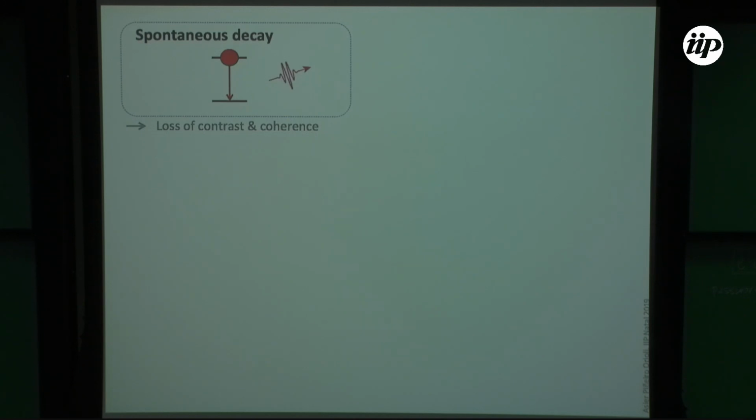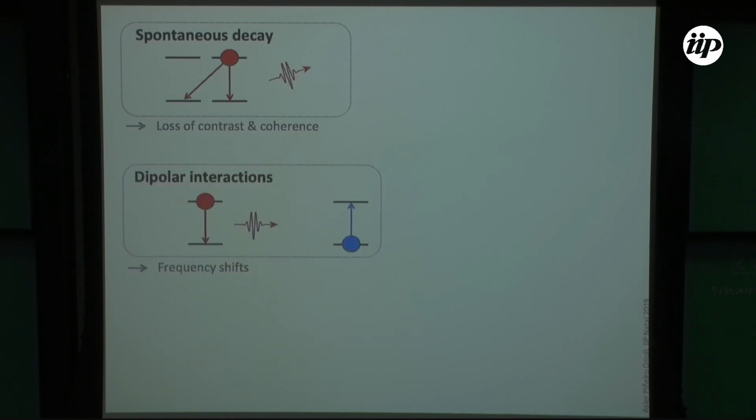And so one of them is spontaneous emission, where an excitation spontaneously emits a photon, and this can lead to loss of contrast and coherence in the clock. But if you have a multi-level system, this excitation can decay to different ground states, which will change the dynamics. And the other important effect is dipolar interaction between the different atoms, where an atom basically goes down from an excited state to a ground state, and the photon emitted is reabsorbed by another atom, and then that one goes up to the excited state. Again, for multi-level systems, this becomes more complicated because the excitation can go down to different ground states, and the ground atom can go up to different excited states.